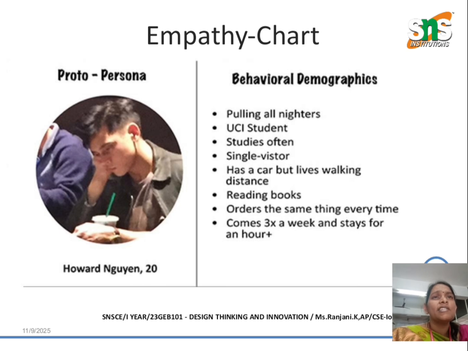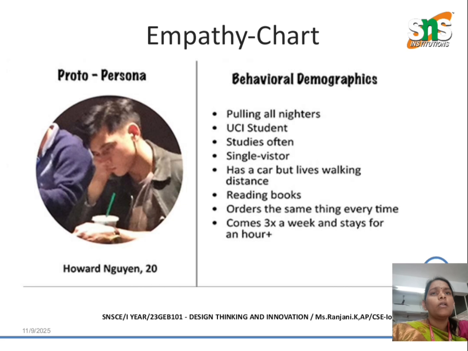The next thing is the empathy chart. The empathy chart includes what the user actually sees, what they hear, what they think and feel, and what they say and do. This map helps the designer create an understanding of the user experience.